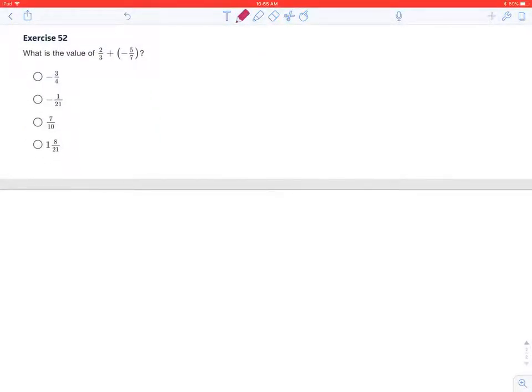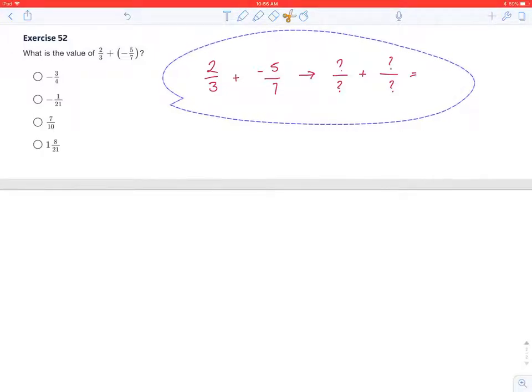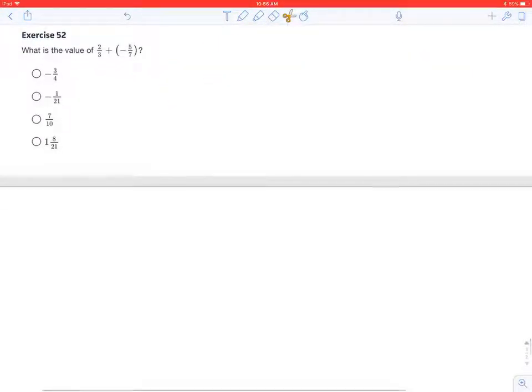And then lastly, exercise 52, I just want to give you a reminder that you are going to need to find the lowest common denominator of both of these numbers before being able to add those numbers, and then whatever you choose as the lowest common denominator, that's going to change the numbers up top as well. But I have a pretty good feeling you'll be able to knock that one out real quickly.